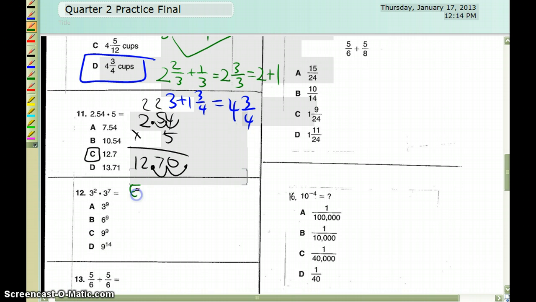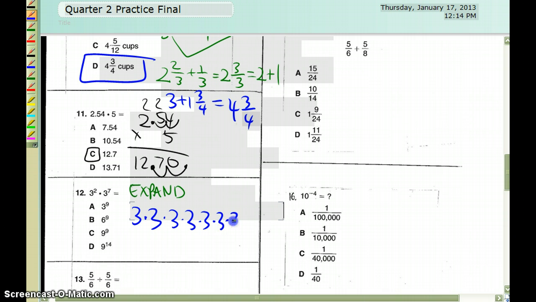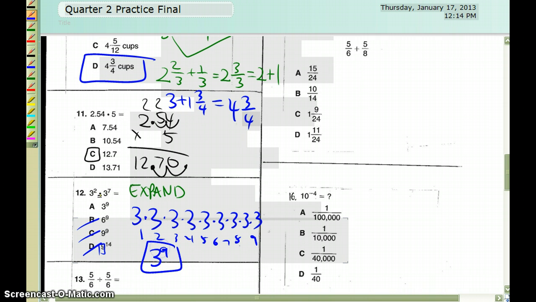For number 12, I see exponents. Anytime I see exponents, I want to expand. Whatever I know about exponents, I'm going to do that. 3 to the second power means 3 times 3. 3 to the 7th power means 3, 3, 3, 3, 3, 3, 3. And then I definitely know it's not going to be a 9 because I don't see any 9s here. No 9s, no 6s. And I know that there's 1, 2, 3, 4, 5, 6, 7, 8, 9 of the 3s here. So 3 to the 9th power would be my answer.